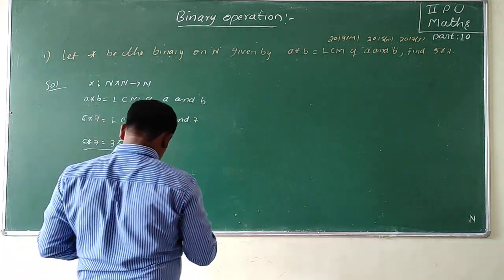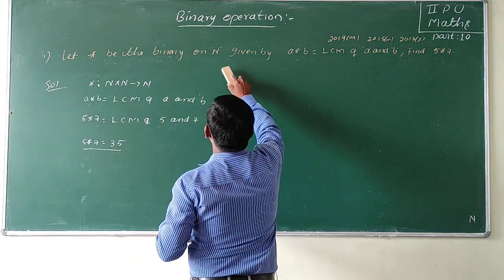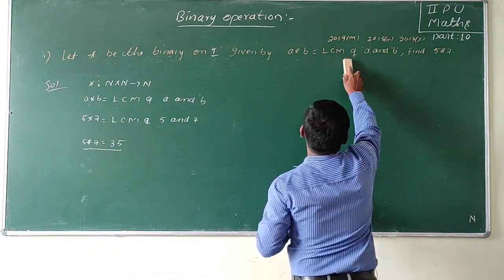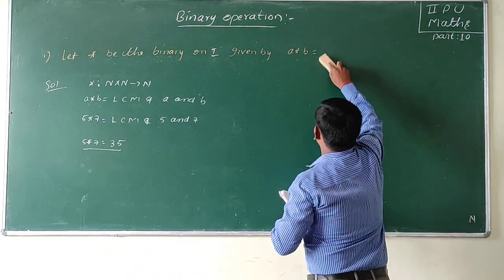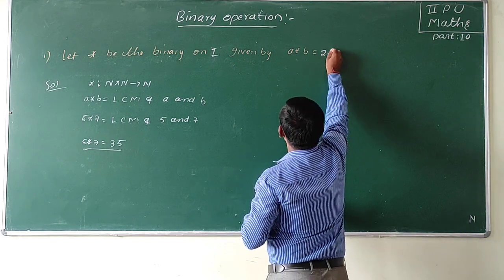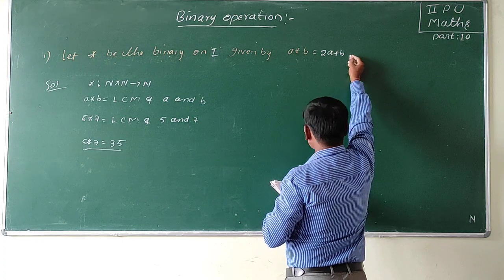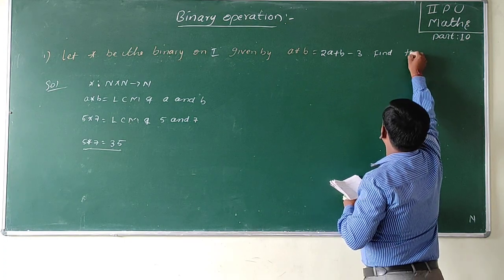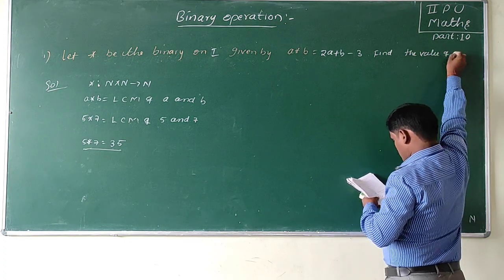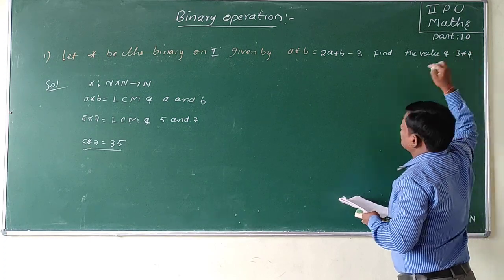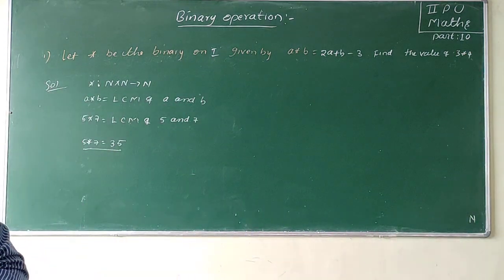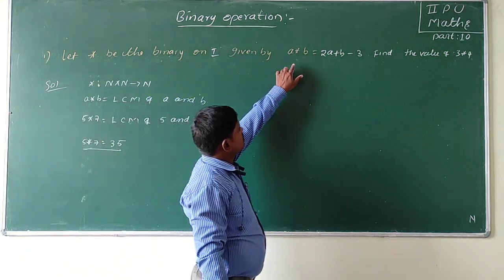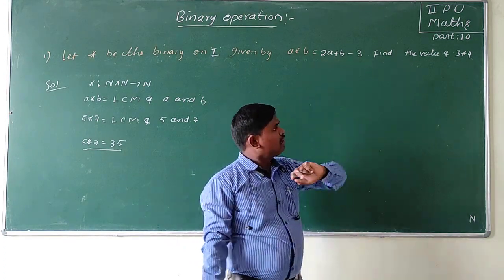Let star be a binary operation on the set of integers I, given by A star B is equal to 2A plus B minus 3. Find the value of 3 star 4. A similar problem: here it is a binary operation on I, given by A star B equal to 2A plus B minus 3.